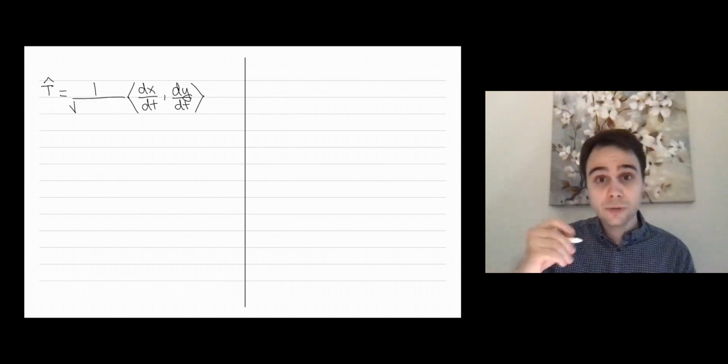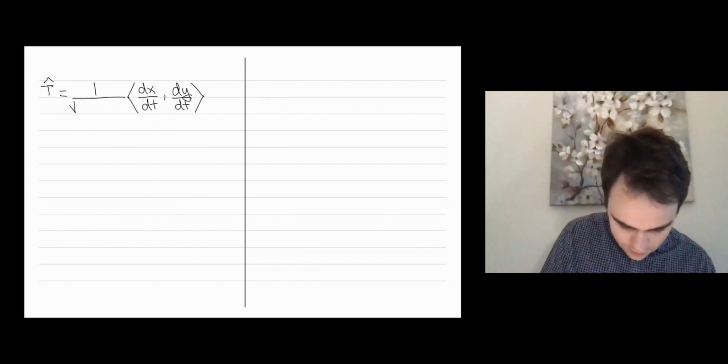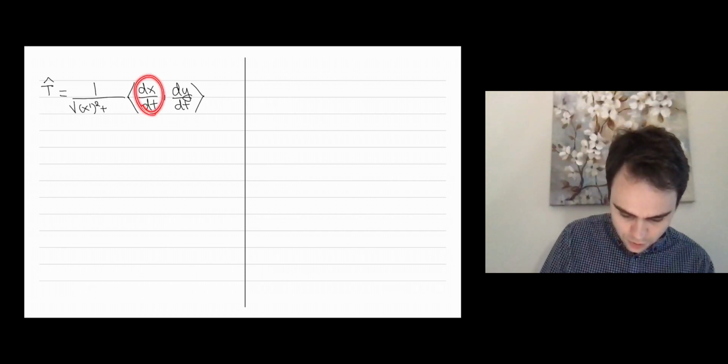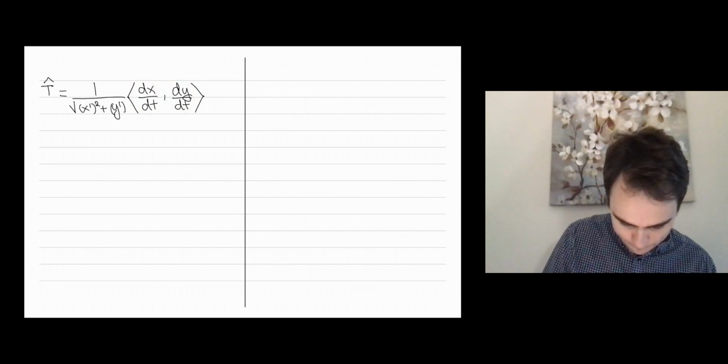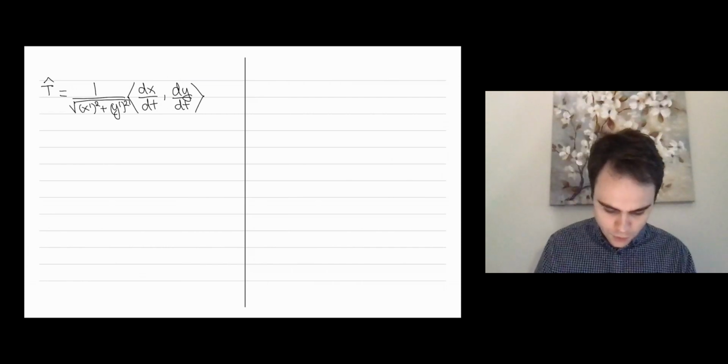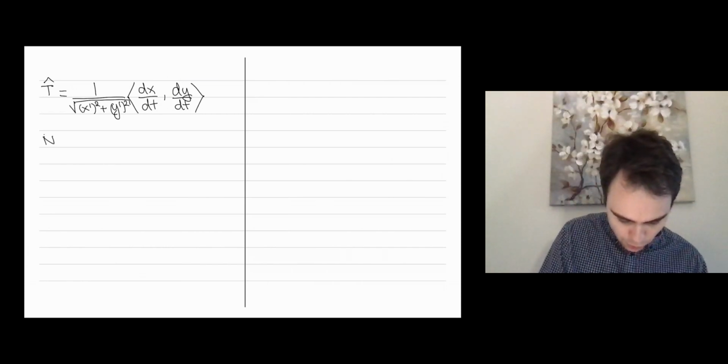I'm going to write derivatives with a tick, so with a prime. So that's the derivative of x squared, the square root of this squared plus that squared. That's the unit tangent. Okay, now how about the unit normal?